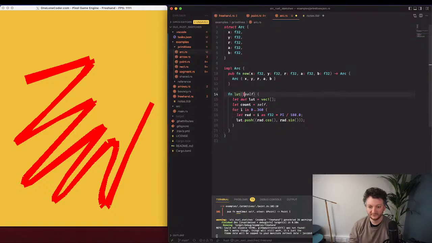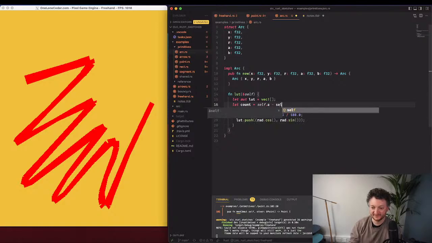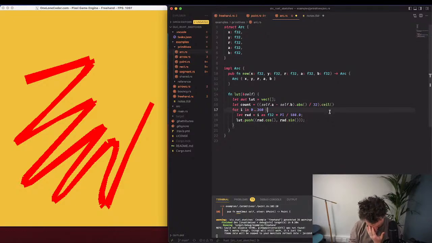Give me this. Where's my ampersands? Where did my ampersands go? There we go. Self.a minus self.b. And then we'll do abs divided by, let's say 32. And let's ceiling that.